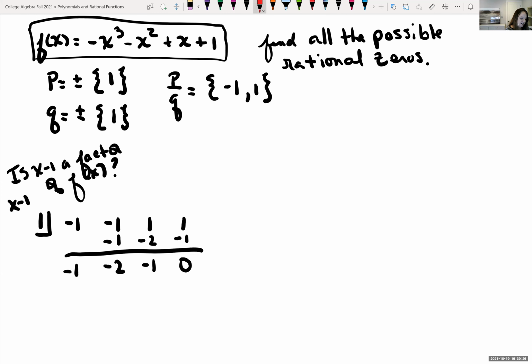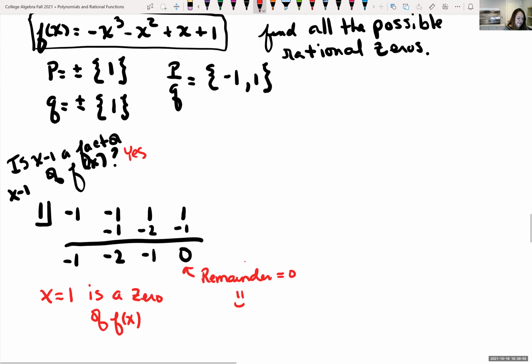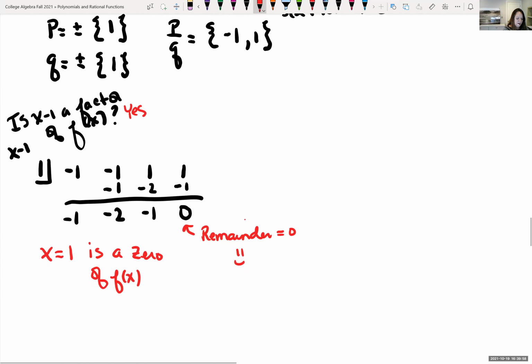So is it a factor? Yes. Our remainder equals 0. And so x equals 1 is a zero of f of x. And we can say, like I just put up there, x minus 1 is a factor.